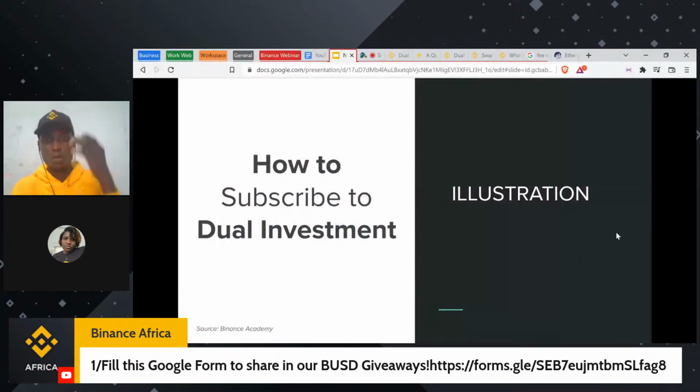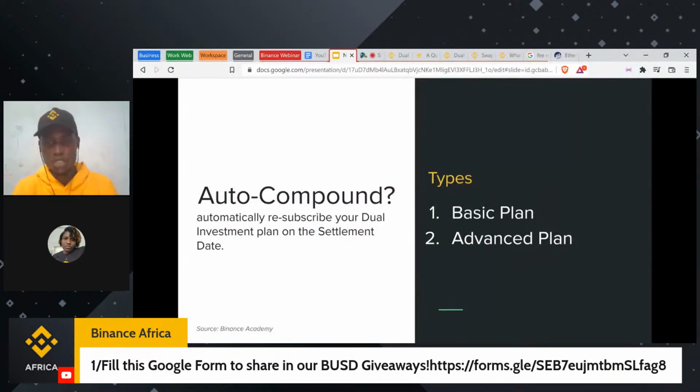Okay. So the next thing, after subscribing, is another feature called auto compound. What auto compound does is automatically resubscribe your dual investment plan on the settlement date. But there is a way it works that we have to understand. After you enable the auto compound feature, the system will assist you to resubscribe a new position with a settlement date occurring on the next available settlement date from the current date. And as long as the auto compound feature is enabled, your dual investment plan will be automatically resubscribed to the next available settlement date.